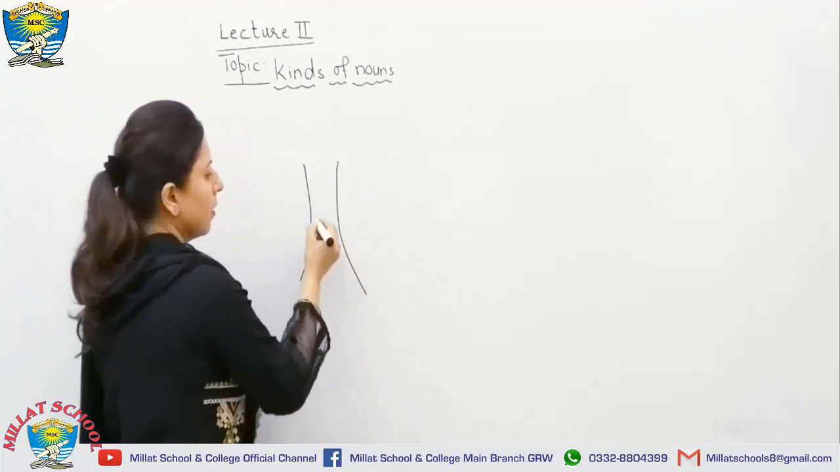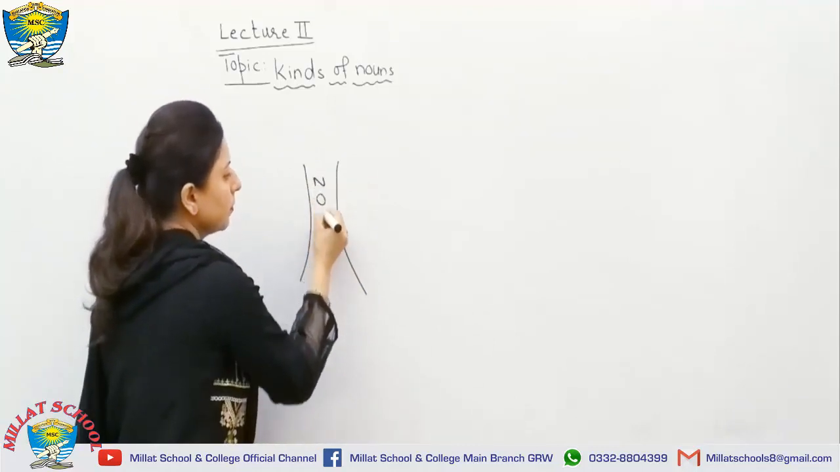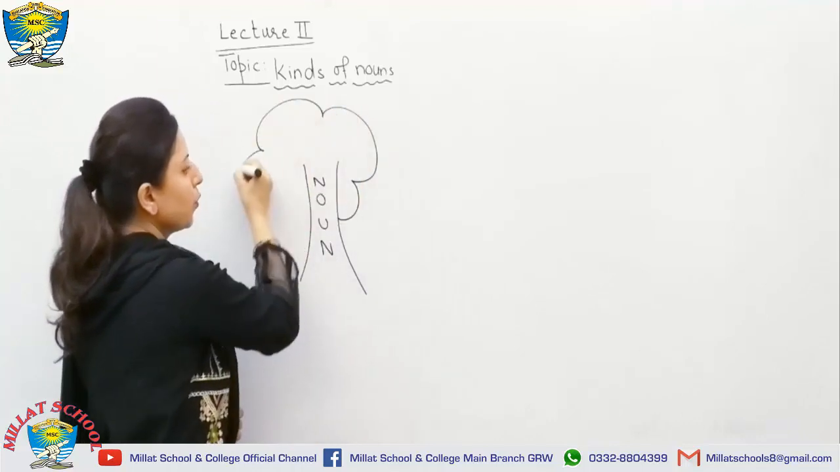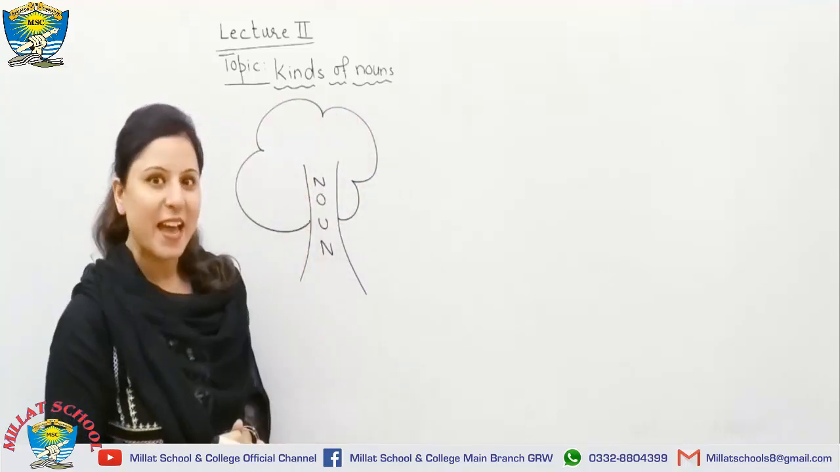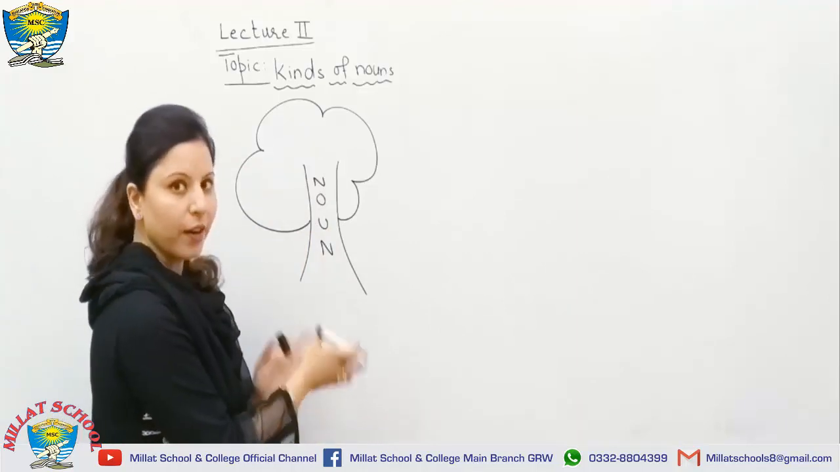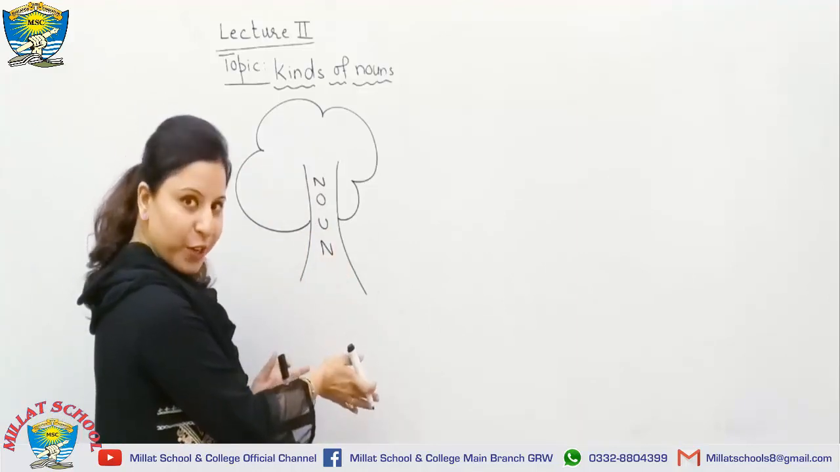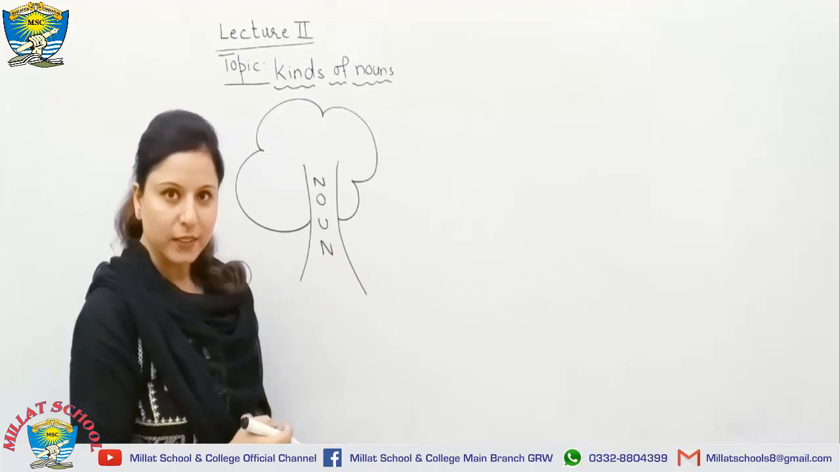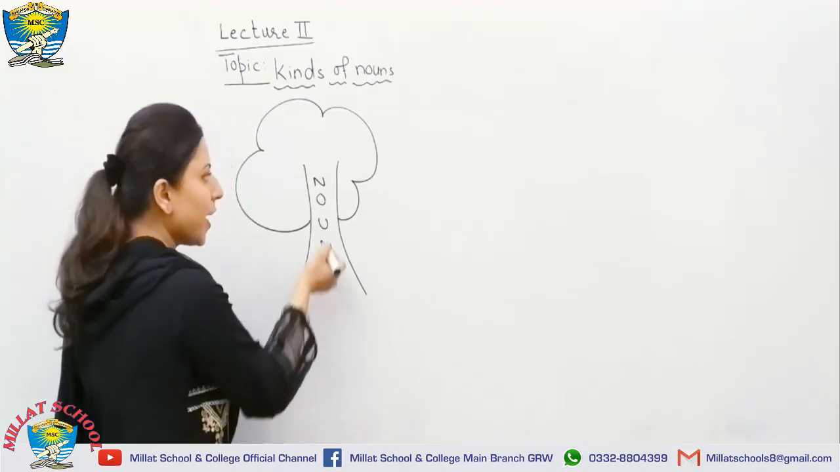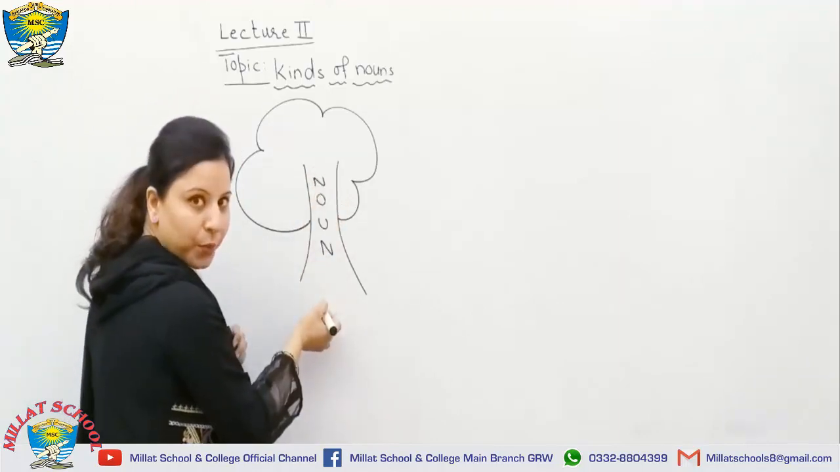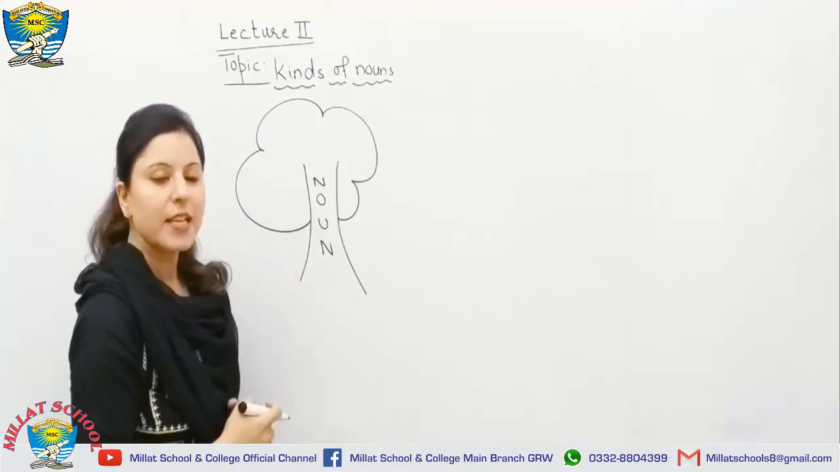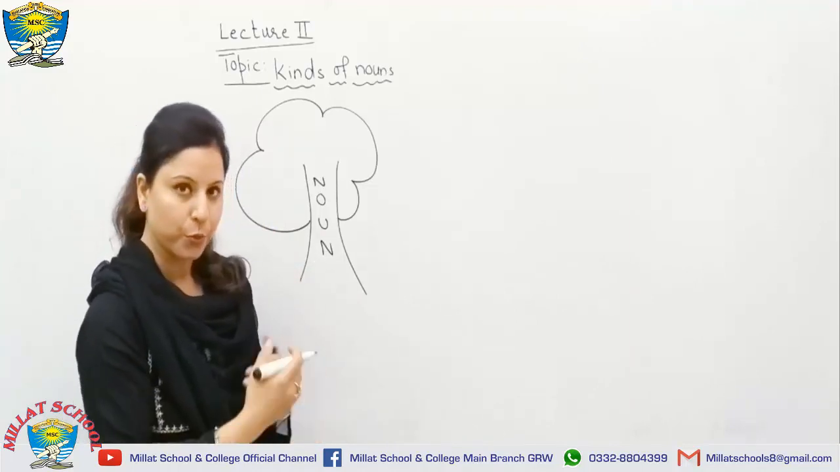There are some special things for you to have fun. What I have done, I have drawn a tree for you. What is the purpose of this? Because I want to show some branches of the tree. The tree of noun is here for you, and now there are some branches. There are 4 branches that I am going to introduce to you today.